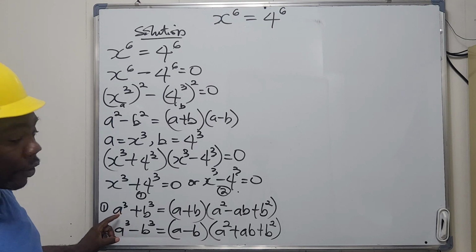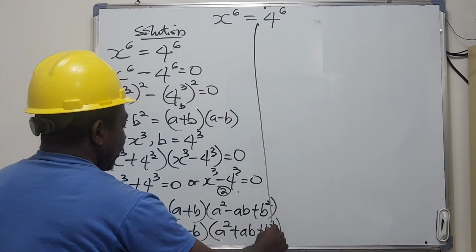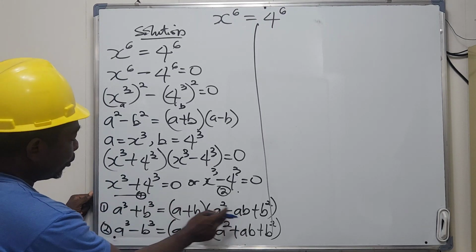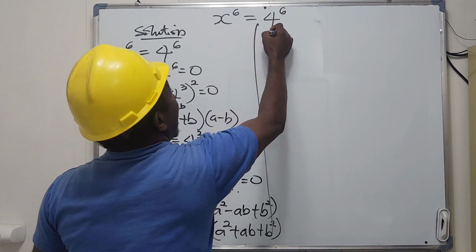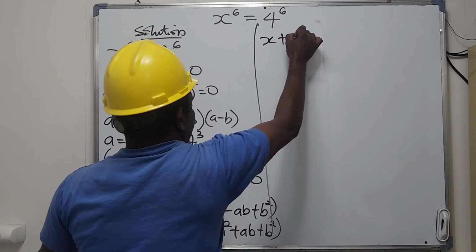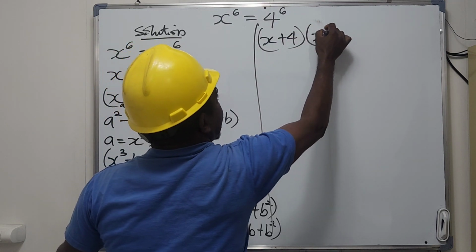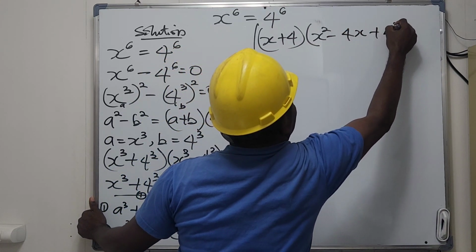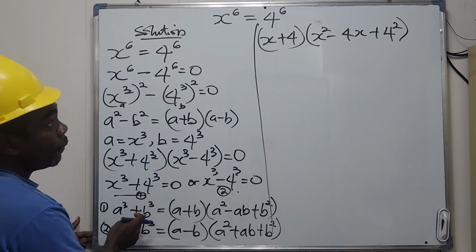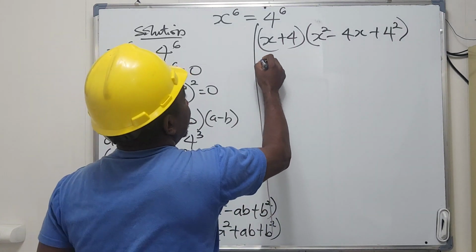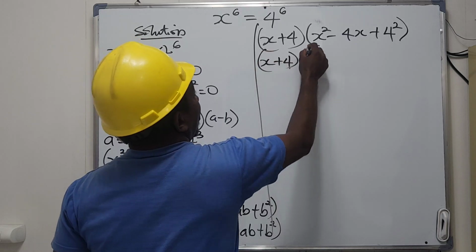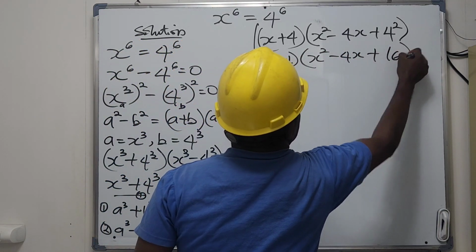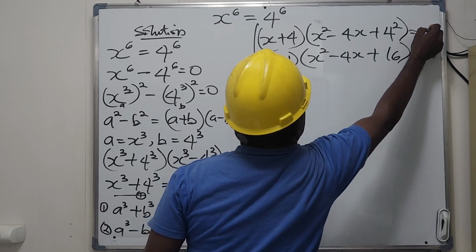So in this case, we are going to take it one after the other. So the first one we have here is this solution, expressing this in this solution. So this will become x plus 4 all into x to the power of 2 minus 4x plus 4 to the power of 2. That is for this first one. So this is in the form x plus 4 all into x to the power of 2 minus 4x plus 16 all equals 0. This is equal to 0.